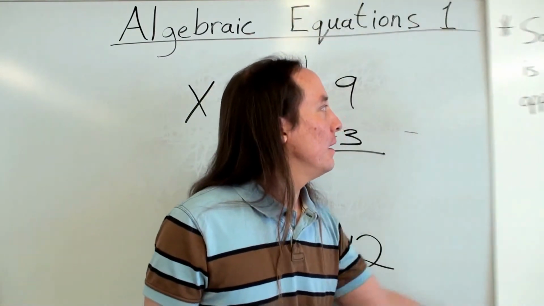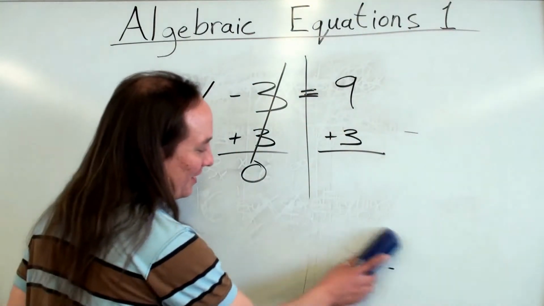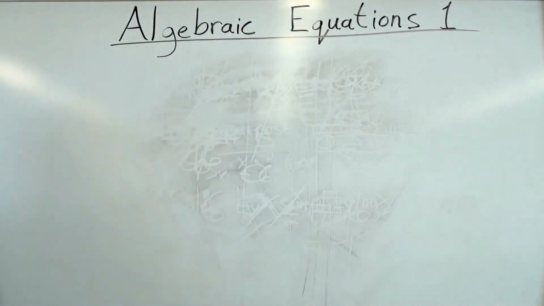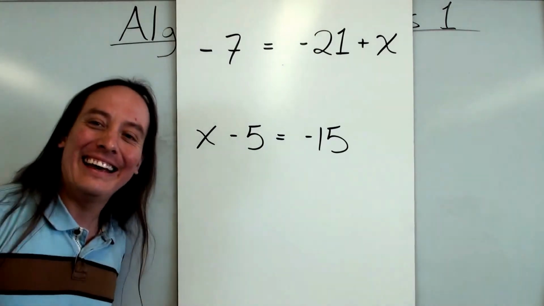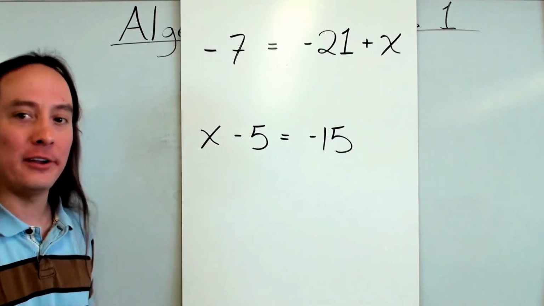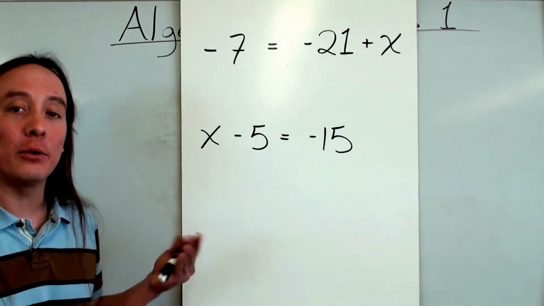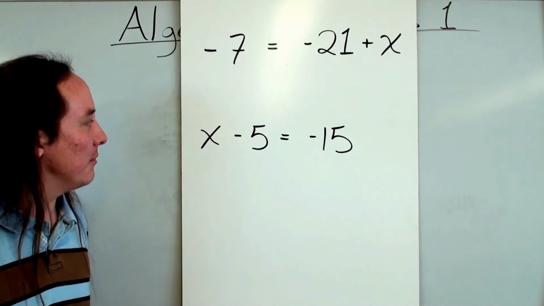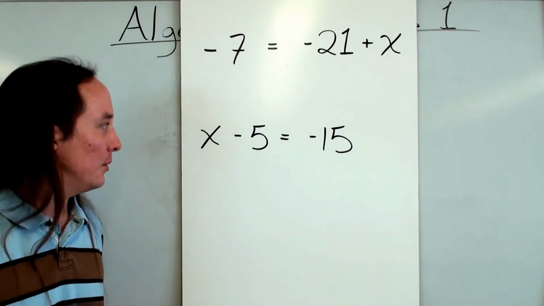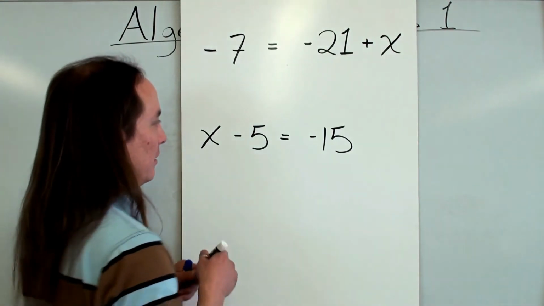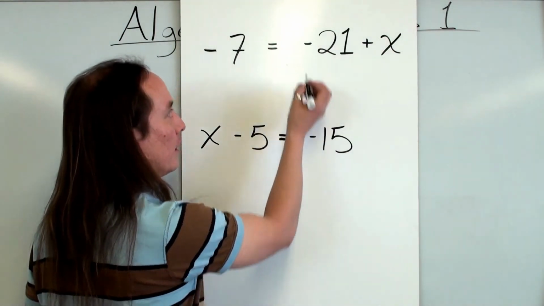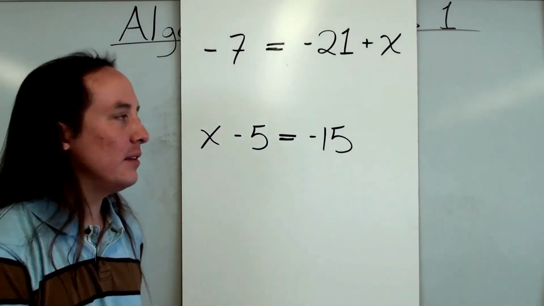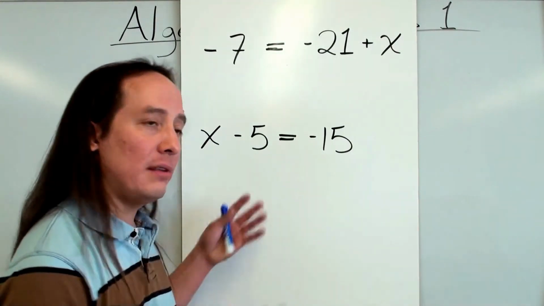Okay? So like I said, and like I usually do, and I don't know how many of you actually try it on your own, or if you just keep watching the video, but I will keep going through the motions. I put these 2 problems up here for you to try. The first one says negative 7 is equal to negative 21 plus x. And this other problem says x minus 5 is equal to negative 15. Pause the video, see if you get these answers.